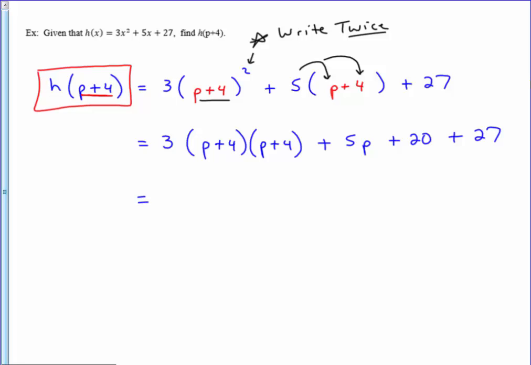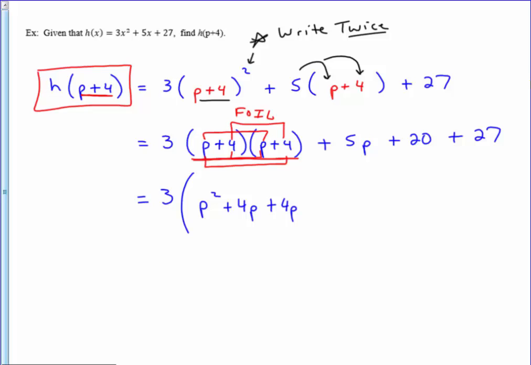From here, we will first want to FOIL the two binomials. To FOIL, we multiply the first two terms. By the way, you're going to keep the 3 out in front and then just open a big set of parentheses. So p times p is p squared. Outer is the p and the 4, so that'll be 4p. Inner will be the 4 here and the p there. And then last would be the 4 and the 4 here. And remember, we're multiplying, so 16.